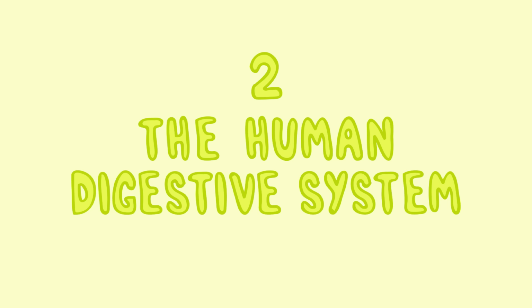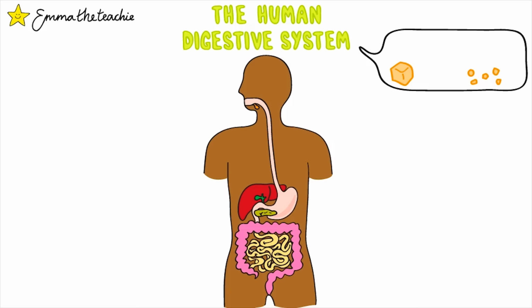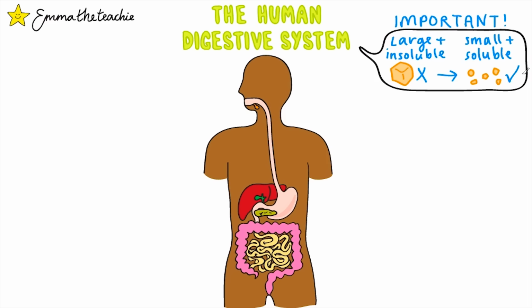2. The human digestive system. The process of digestion is really important because the food that we eat can't be absorbed immediately. It's too large and insoluble. But digestion breaks it down into smaller soluble molecules, which can then be absorbed into the bloodstream.